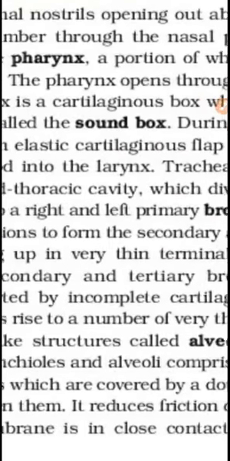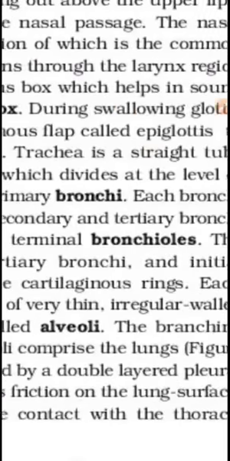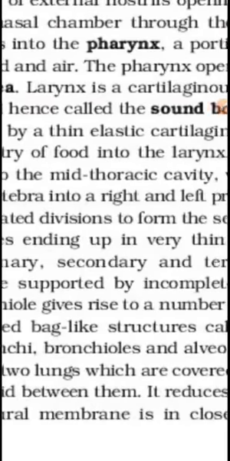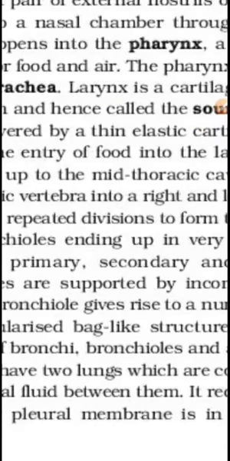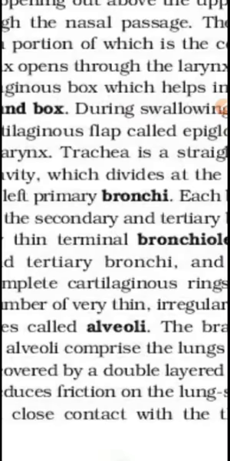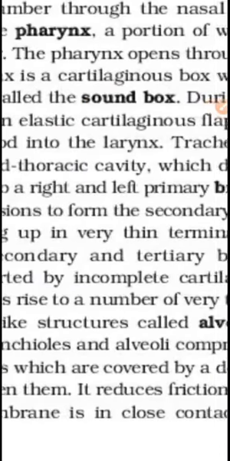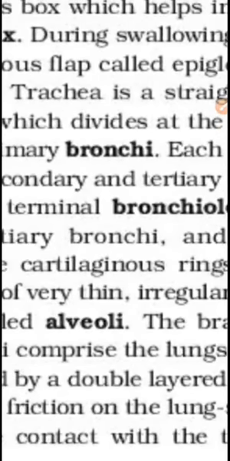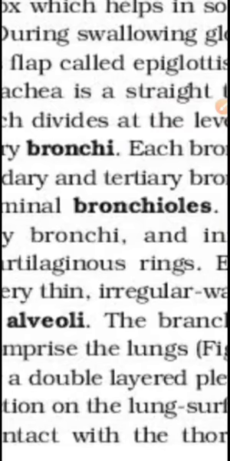The primary, secondary and tertiary bronchi and initial bronchioles are supported by incomplete cartilaginous rings, and each terminal bronchiole gives rise to a number of very thin irregular walled and vascularized bag-like structures called alveoli. So at the end of terminal bronchioles we can see bag-like structures called alveoli, singular alveolus, plural alveoli. Alveoli are the bag-like structures found at the end of the terminal bronchioles.